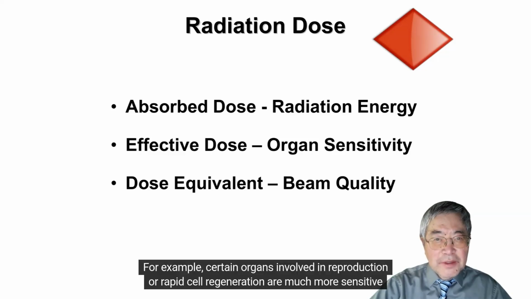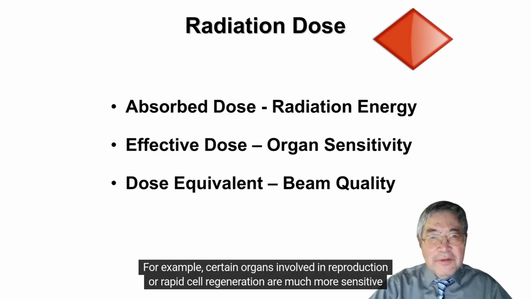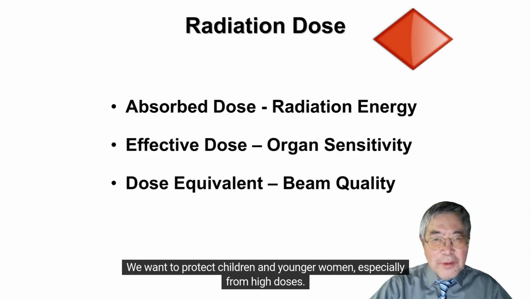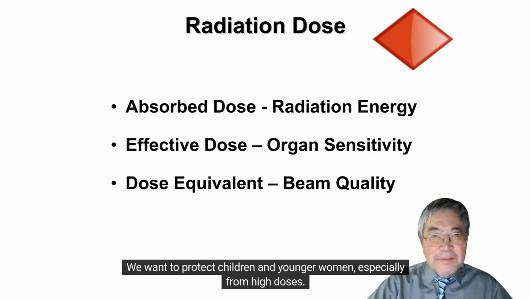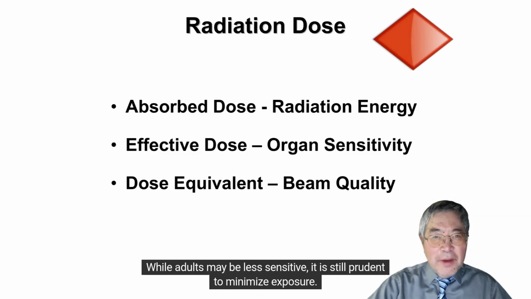For example, certain organs involved in reproduction or rapid cell regeneration are much more sensitive to radiation. We want to protect children and younger women, especially from high doses. While adults may be less sensitive, it is still prudent to minimize exposure.